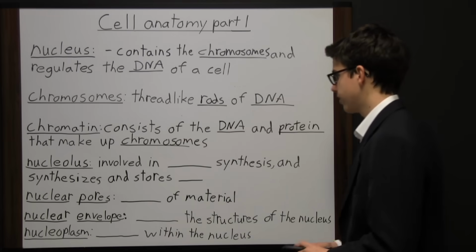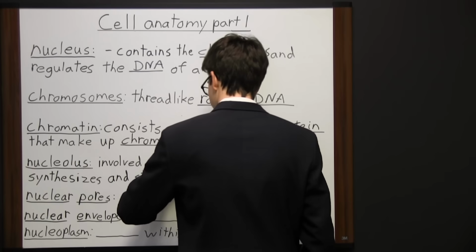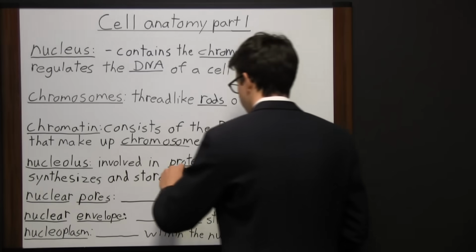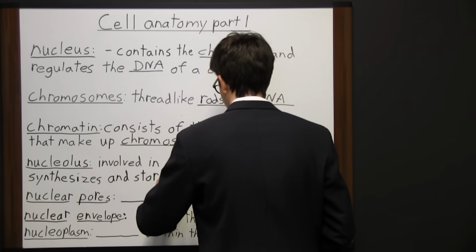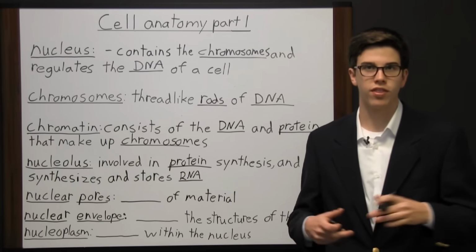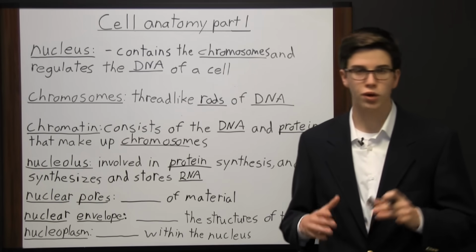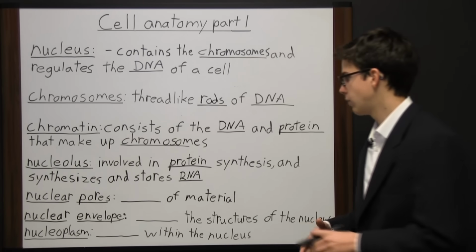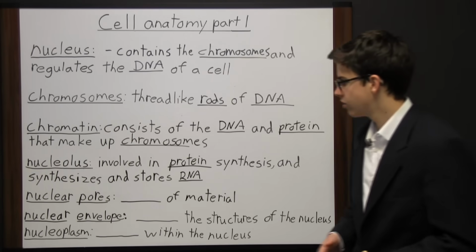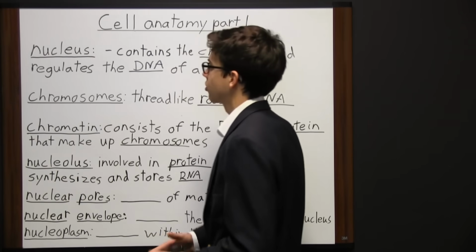Now when we look at the nucleolus, this is involved in protein synthesis and synthesizes and stores RNA, which is ribonucleic acid. So the nucleolus is the structure contained within the nucleus, and so it consists of protein. It is small, round, doesn't have a membrane, but it's involved in what we know as protein synthesis and synthesizes and stores RNA. And so you notice here that the nucleolus, nuclear pores, nuclear envelope, and nucleoplasm all look very similar to the word nucleus.